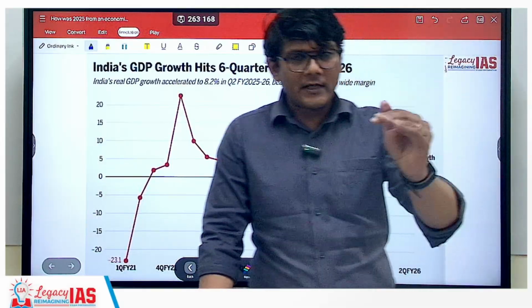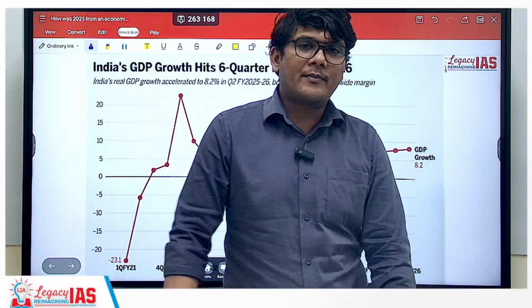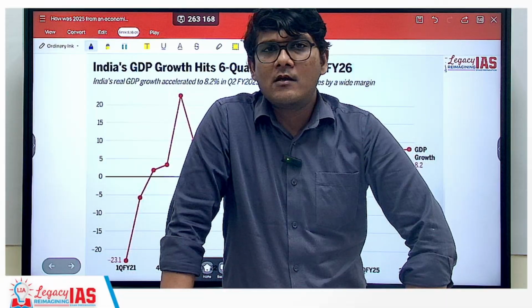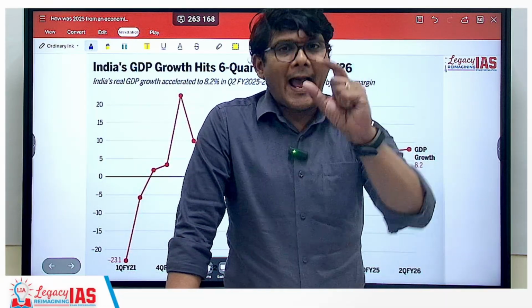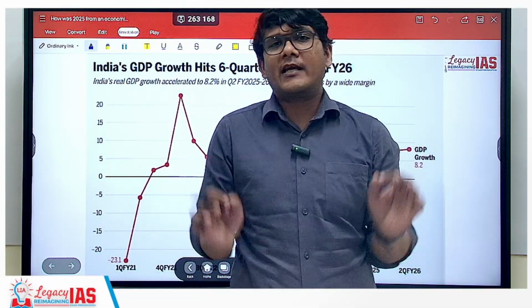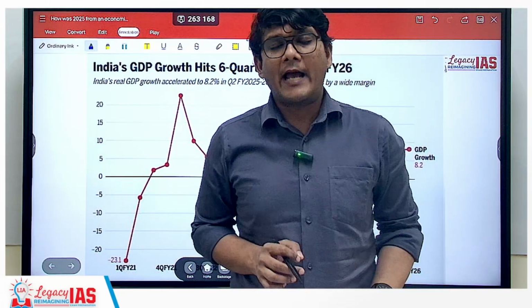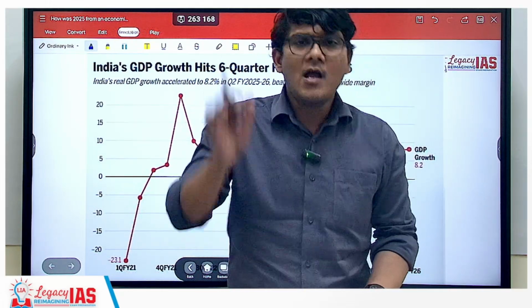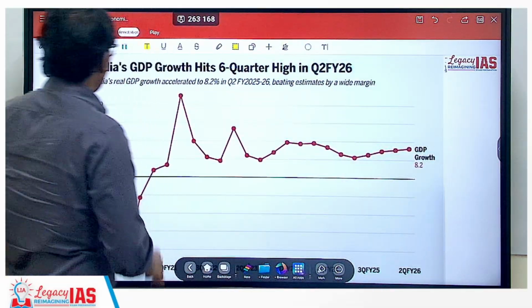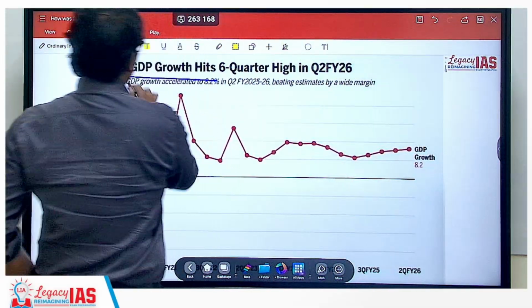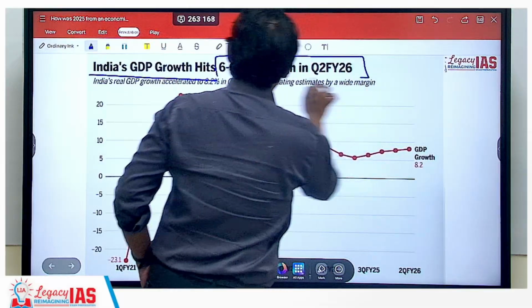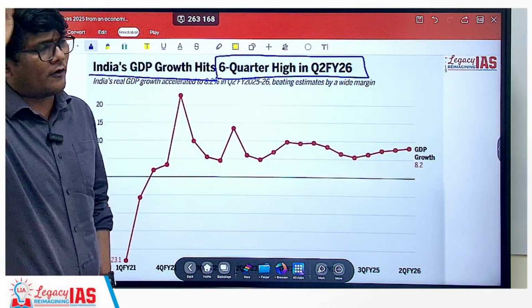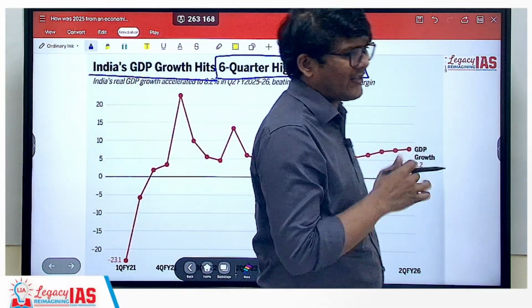Did the lowering of the repo rate by the RBI help India's GDP? Probably yes. As per the present estimates, we can say that yes, that is what has happened and is happening. How can we say that? Because India's GDP growth has actually hit a 6-quarter high in the second quarter of the financial year 25-26.